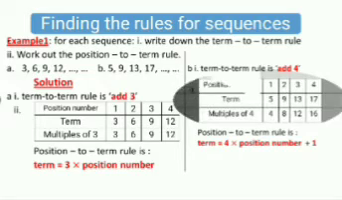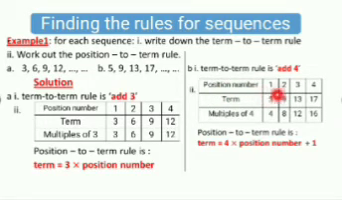Now, to work out the position to term rule, let's have this table first. On this table, we have the position numbers 1, 2, 3, and 4. Is that clear? Now let's write the sequence in the table: 5, 9, 13, and then 17. Now let's write the first 4 multiples of 4: 4 times 1 is 4, 4 times 2 is 8, 4 times 3 is 12, 4 times 4 is 16.